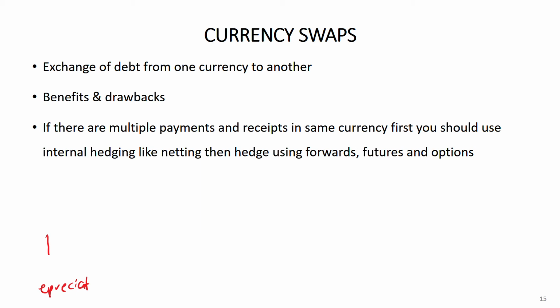Because what's the use of hedging the payment? It's in the same currency. You are hedging the payment also, receipt also, two times, two different things. So it's becoming more costly. Better to hedge the net amount.